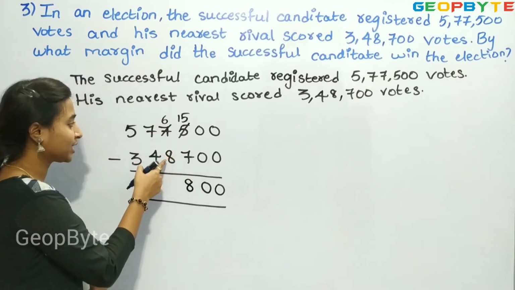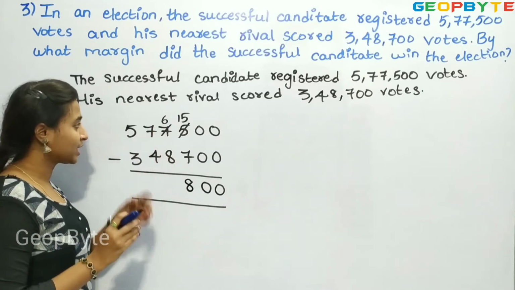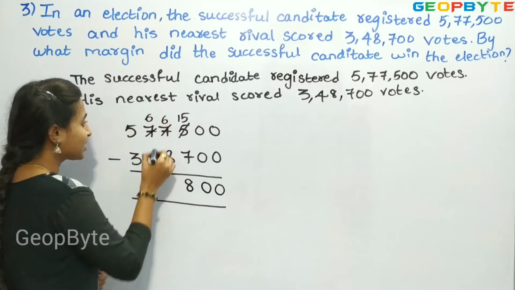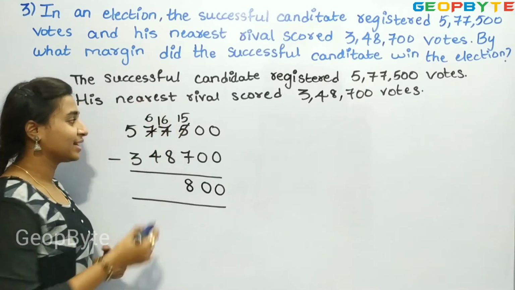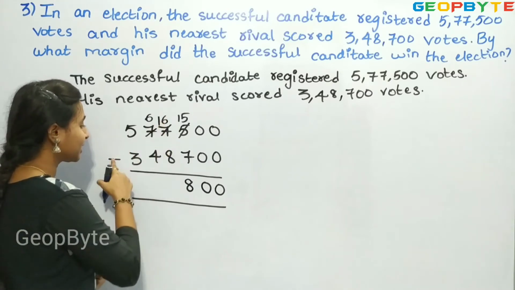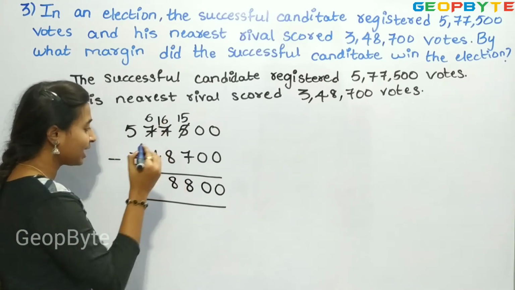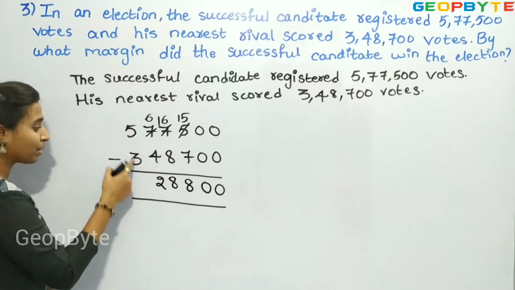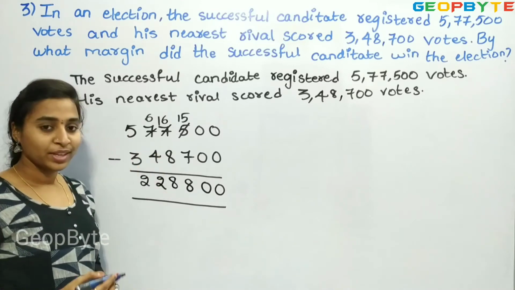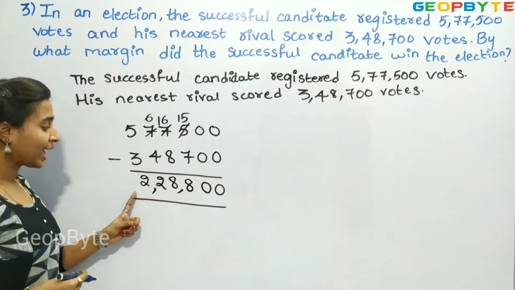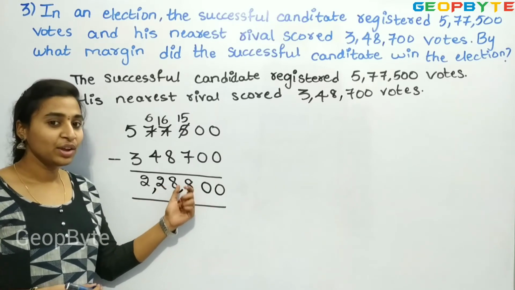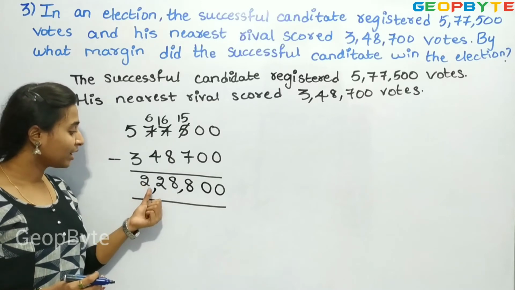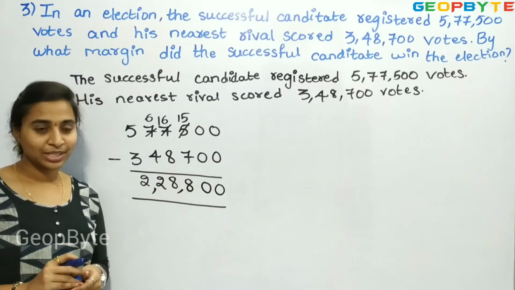Now 6 minus 8. We cannot subtract 8 from 6. So let us borrow. That is, 7 becomes 6, 6 becomes 16. Right? So, 16 minus 8, 8. Now, 6 minus 4, 2. 5 minus 3, 2. So, 2,28,800 votes. Right? The successful candidate won by 2,28,800 votes. Let us write.